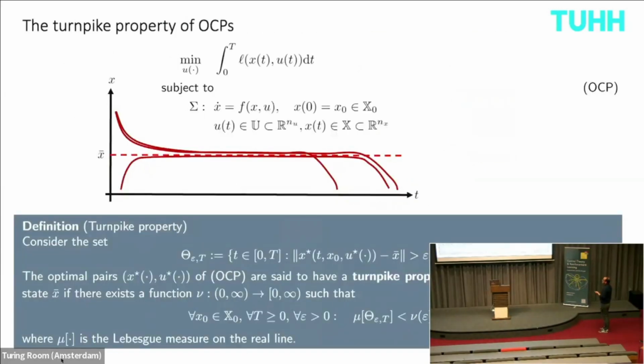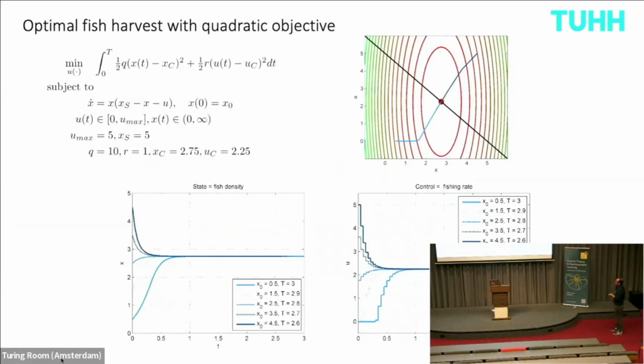Now, here I have drawn the leaving arc. Let me get one point straight. If I have solutions like this, same fish harvest problem, now I consider the quadratic objective. That's why the contour lines are ellipses. And I've now placed the ellipses such that they are centered at some steady state. What do we expect? It doesn't pay off to move away. This typical leaving arc is not there, but these are also turnpike solutions. The leaving arc is allowed, but it's not a must-have for a turnpike.